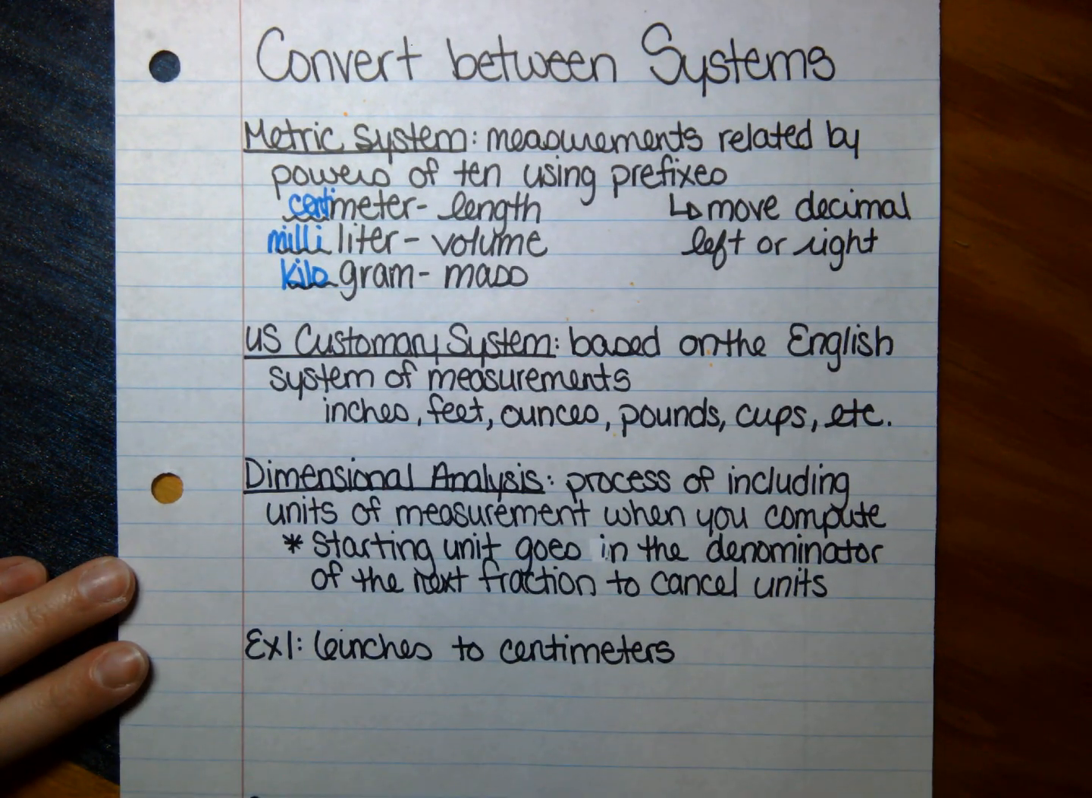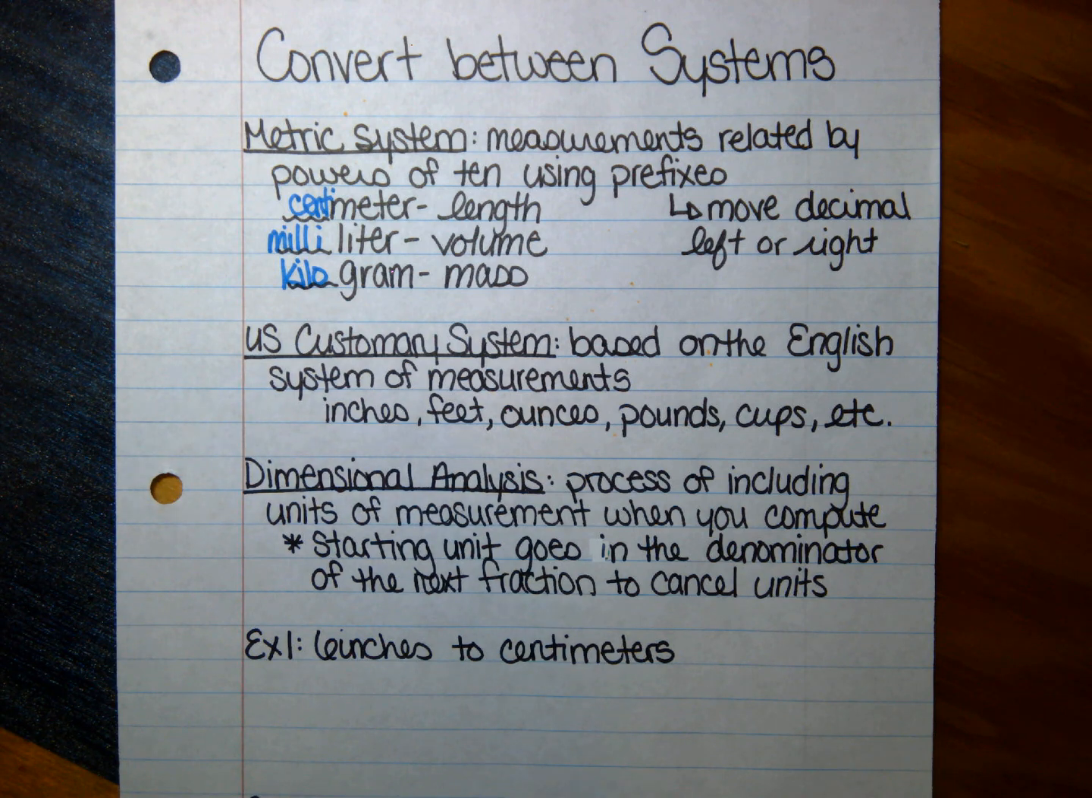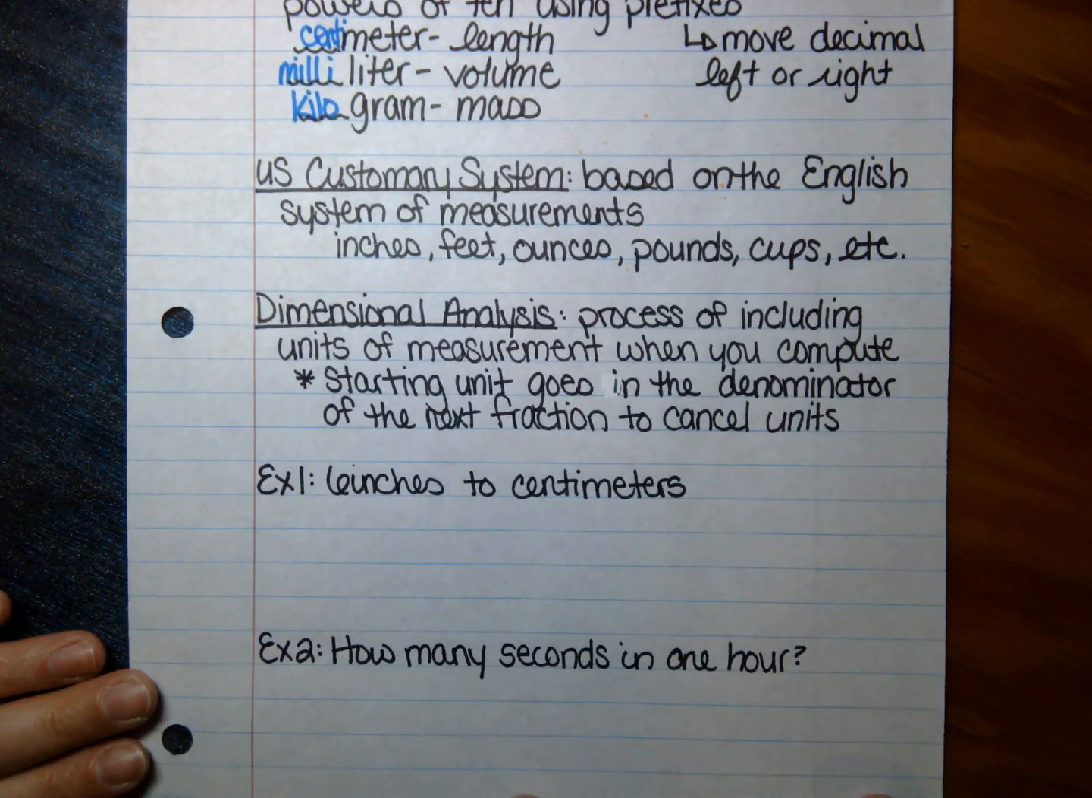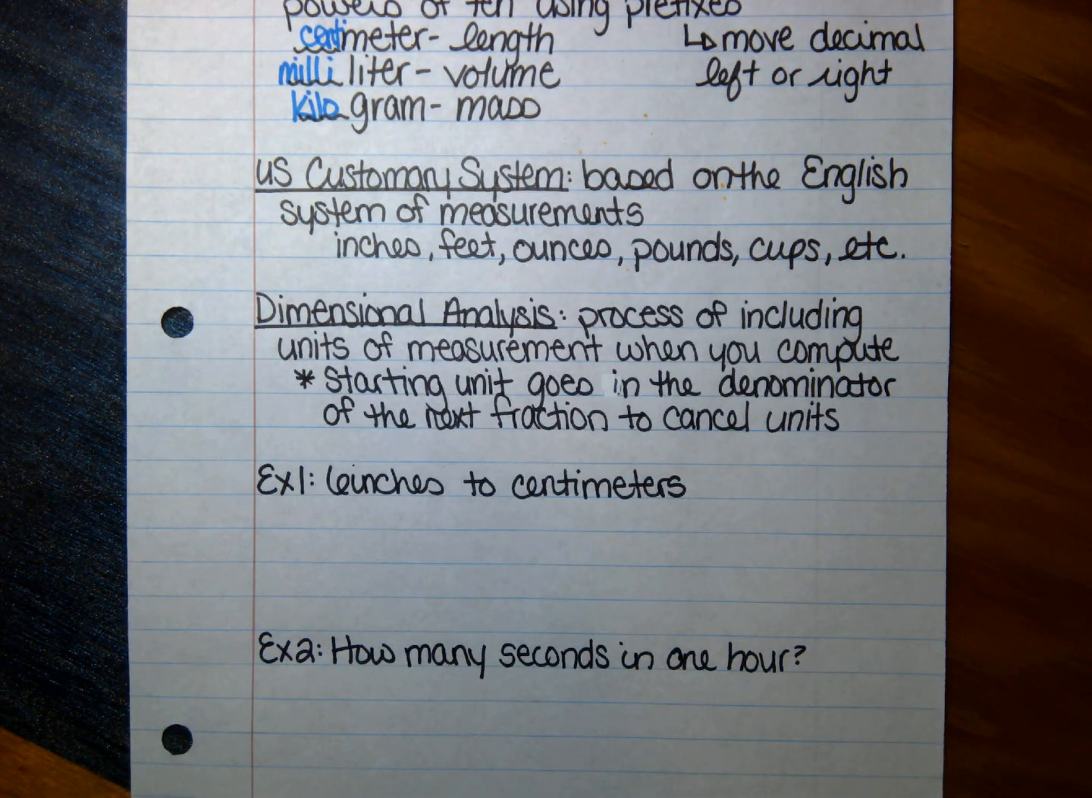The US customary system is what we're most used to. It's based on the English system of measurements, so things like inches, feet, ounces, pounds, cups, gallons, etc. So what we're going to do is a process called dimensional analysis. Dimensional analysis is the process of including units of measurement when you compute. So whatever starting unit you have, that goes in the denominator of the adjacent fraction in order to cancel those units, and then you're going to multiply all of those fractions together and simplify in the end.